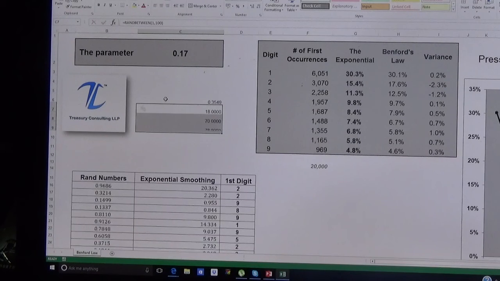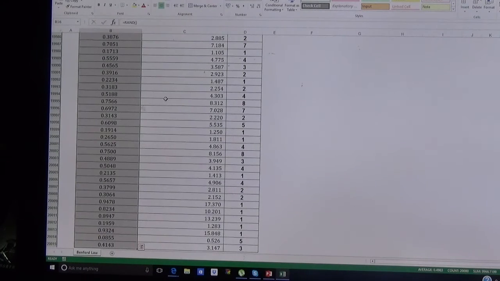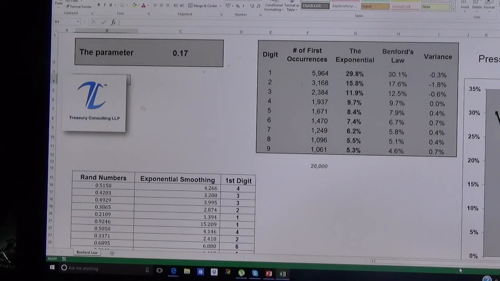Take an example. This is RANDBETWEEN in F2, and here I get 18. This is RANDBETWEEN in F2, I get 70. Here RANDBETWEEN in F2, I get 78. So that is what the RAND function and the RANDBETWEEN function are all about. Similarly, I asked the computer to give me 20,000 numbers. You can see here that the total count of the numbers is 20,000. But computation of Benford's law is not as easy.